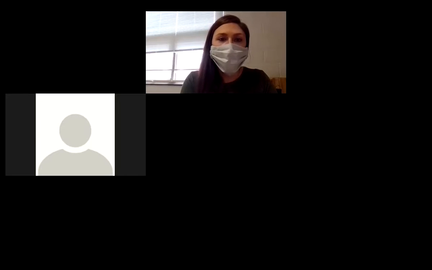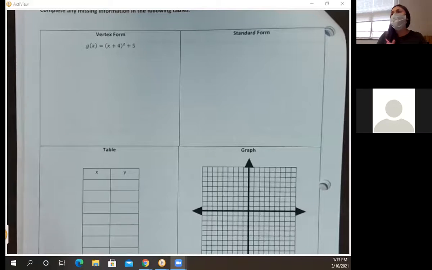So earlier this week, we started talking about different formats that we have for quadratic functions. On Monday, we talked about vertex form and graph of quadratic functions. Yesterday, we brought in standard form, and we looked at how we can swap between standard form and vertex form. Today, we're going to look at standard form and vertex form again. We're going to see our graphs again, and then we're also going to talk about tables again.